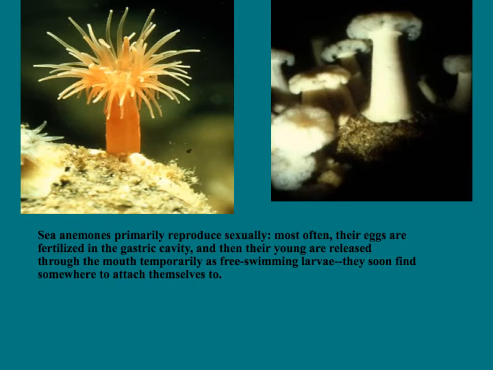From a reproductive perspective, anemones can reproduce both sexually and asexually. If they reproduce sexually, then their eggs are fertilized within their gastric cavity, and then the young larvae are released through the mouth and become temporary free-swimming larvae, and then when they're mature enough and they find a place to attach, they will settle out and attach.